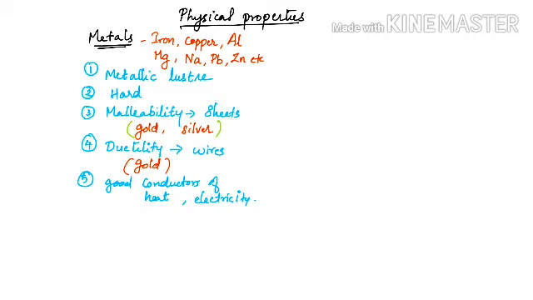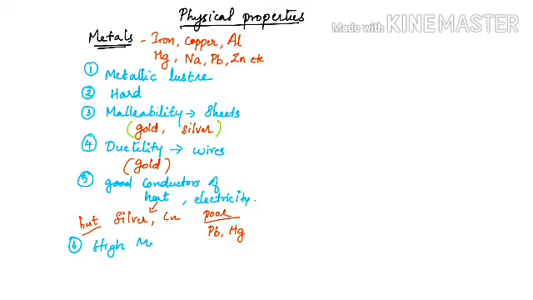Okay, which are the best conductors of heat? Silver and copper are the best conductors of heat. Then which are the very poor conductors of heat, which won't conduct that much heat? Lead, Pb, and mercury, Hg. These metals are poor conductors of heat. Which are the best conductors of heat? Silver and copper.